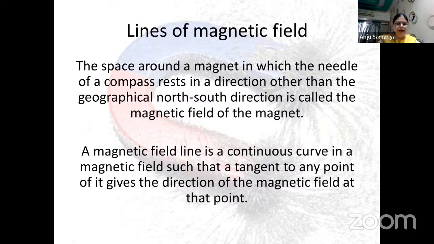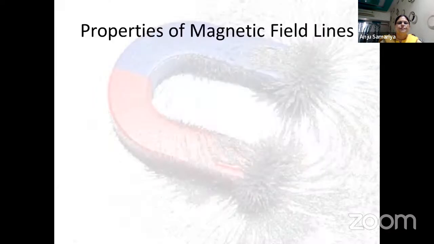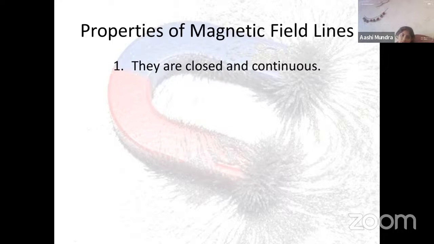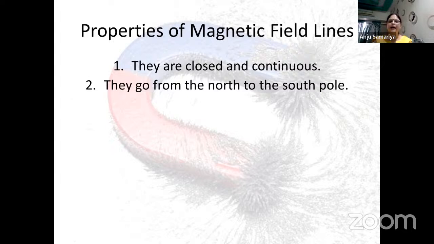If we want to find the direction, we have to draw the tangent at that point. So a magnetic field line is a closed continuous curve. You see, these are closed lines and these are continuous curves. So the properties of magnetic field lines: they are closed and continuous.